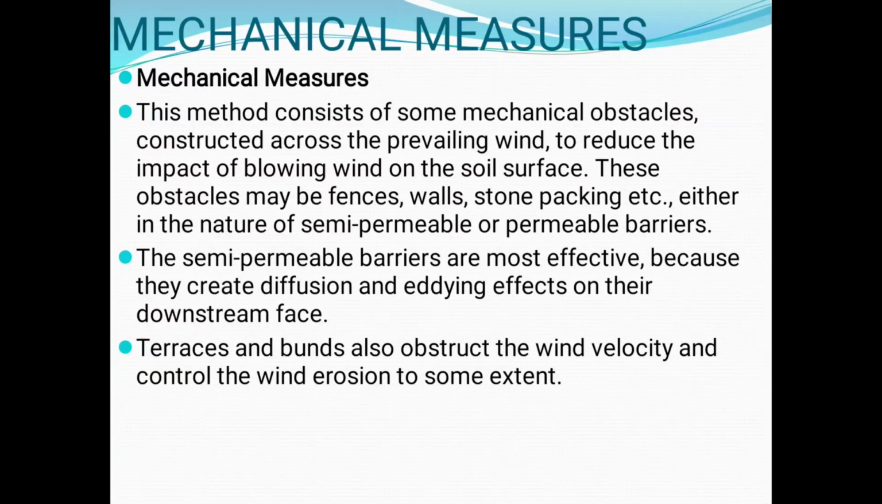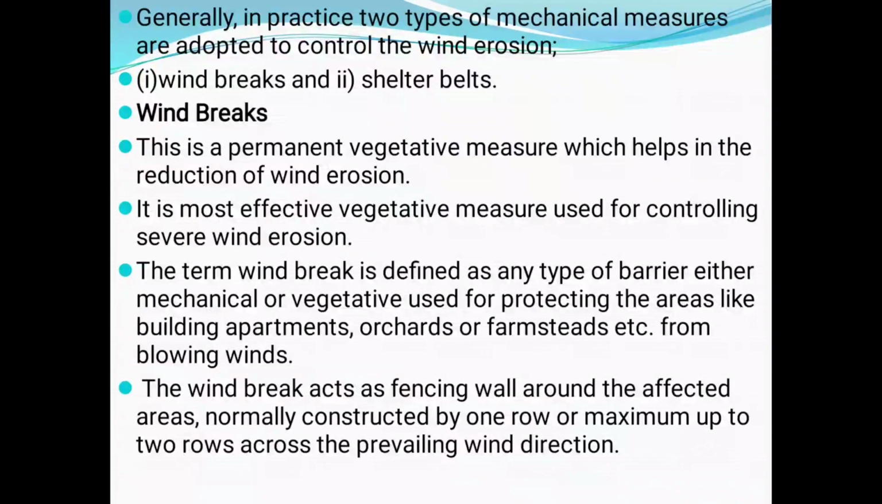Next, the terrace and bunds reduce the wind velocity and control the wind erosion to some extent. Generally in practice, two types of mechanical measures are adopted to control the wind erosion. First one, windbreak and shelter. In windbreak, this is a permanent vegetative measure which helps in reducing wind erosion.